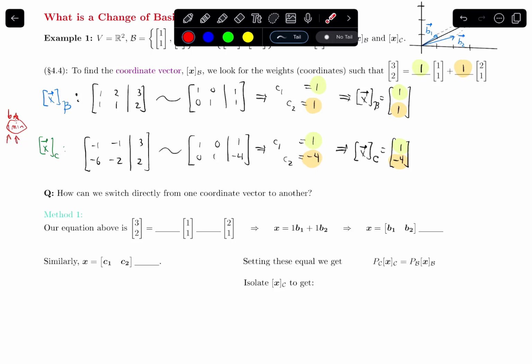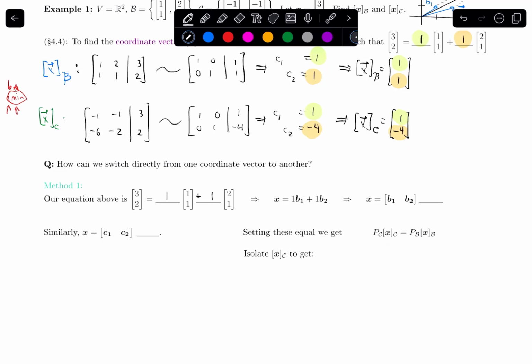Okay, so it turns out yes. The first way we can do it is the following. Notice that above, we wrote the vector x as a linear combination of the basis vectors in B. It ended up just being 1 times the first basis vector, plus 1 times the second basis vector. So this vector here is x, and it equaled 1 times b1 plus 1 times b2. I've written that here as well: x equals 1 times b1 plus 1 times b2.